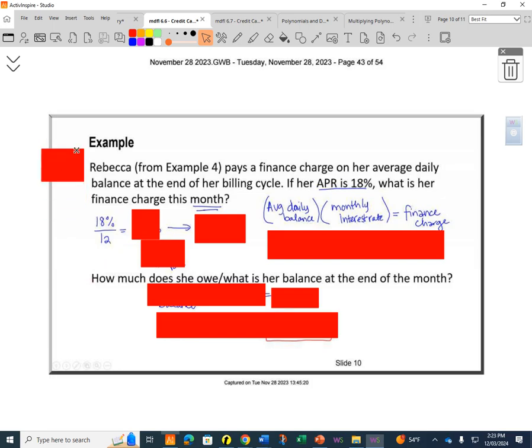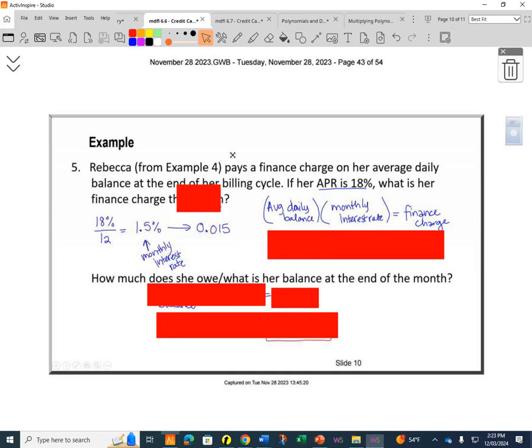So the first thing we have to do is, since it says a month, we're going to convert the APR to her monthly interest rate by dividing that 18% by 12. So now we know that her monthly interest rate is 1.5%, as a decimal, 0.015. That is how you find her monthly interest rate. This is how we plug it in the calculator.